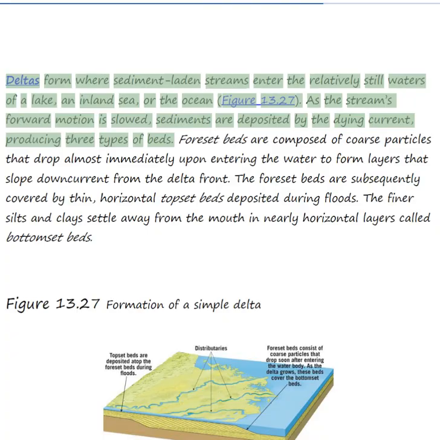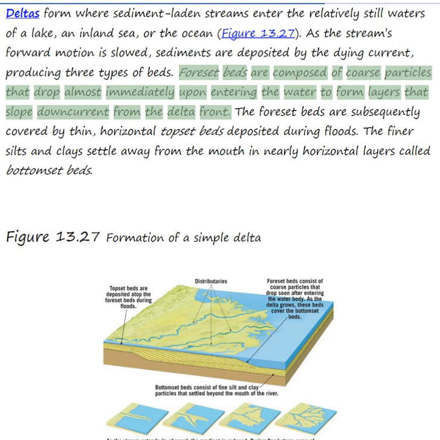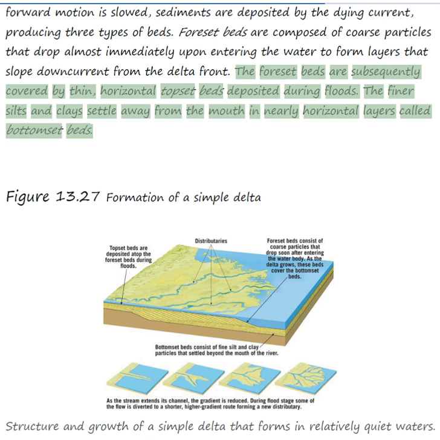Deltas. Deltas form where sediment-laden streams enter the relatively still waters of a lake, an inland sea, or the ocean. As the stream's forward motion is slowed, sediments are deposited by the dying current, producing 3 types of beds. Foreset beds are composed of coarse particles that drop almost immediately upon entering the water to form layers that slope down current from the delta front. The foreset beds are subsequently covered by thin, horizontal topset beds deposited during floods. The finer silts and clays settle away from the mouth in nearly horizontal layers called bottomset beds.